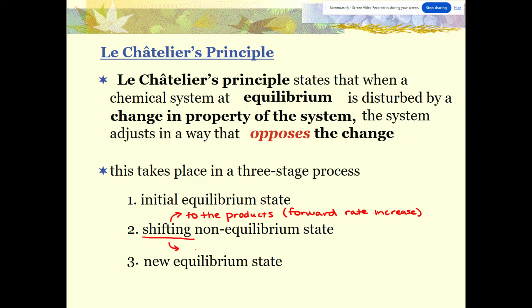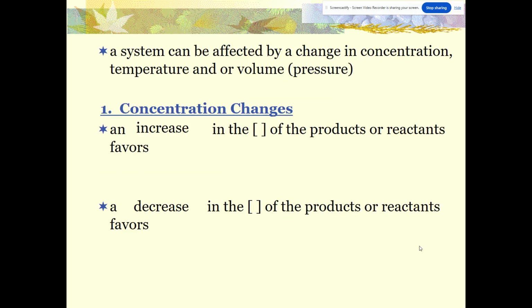However, I could also have a reaction where it shifts to the reactants. Now, if it's shifting to the reactant side of the equation, this means the reverse process, its rate is increasing. Okay, so this would mean my products are reacting together to get used up to produce more reactant because it's trying to replace what was removed. There's a few different reasons why it's going to shift, and that's what we'll look at in this lesson.